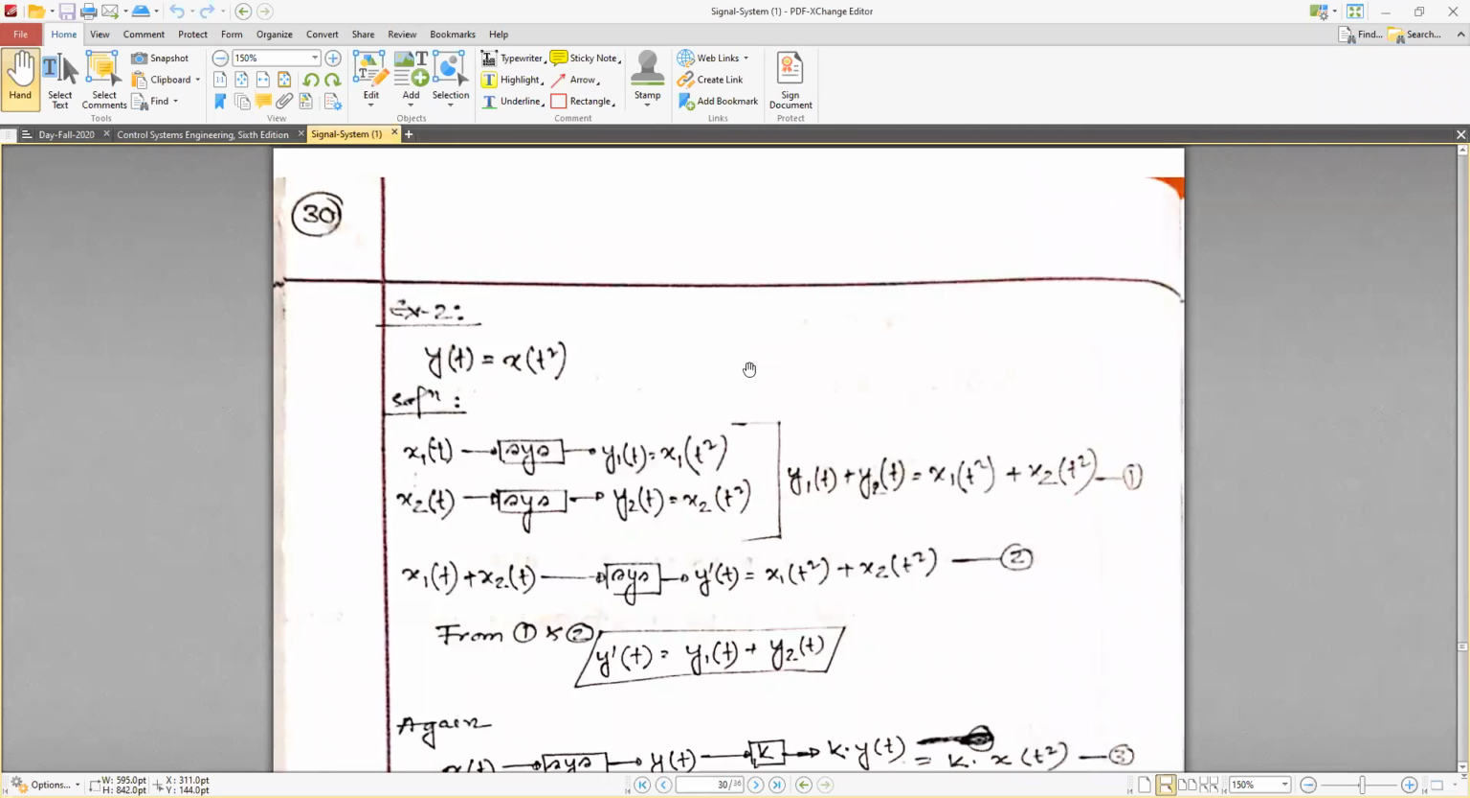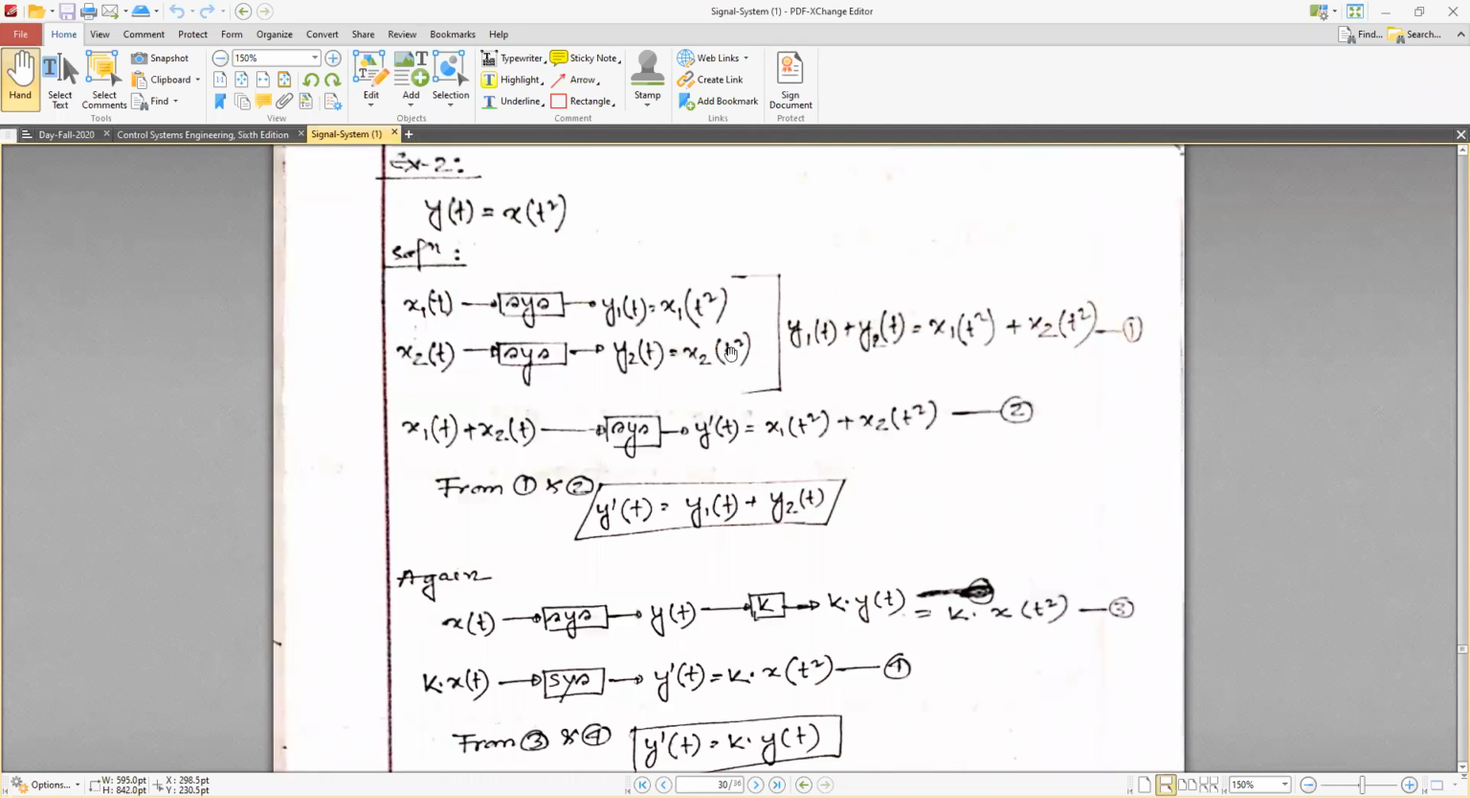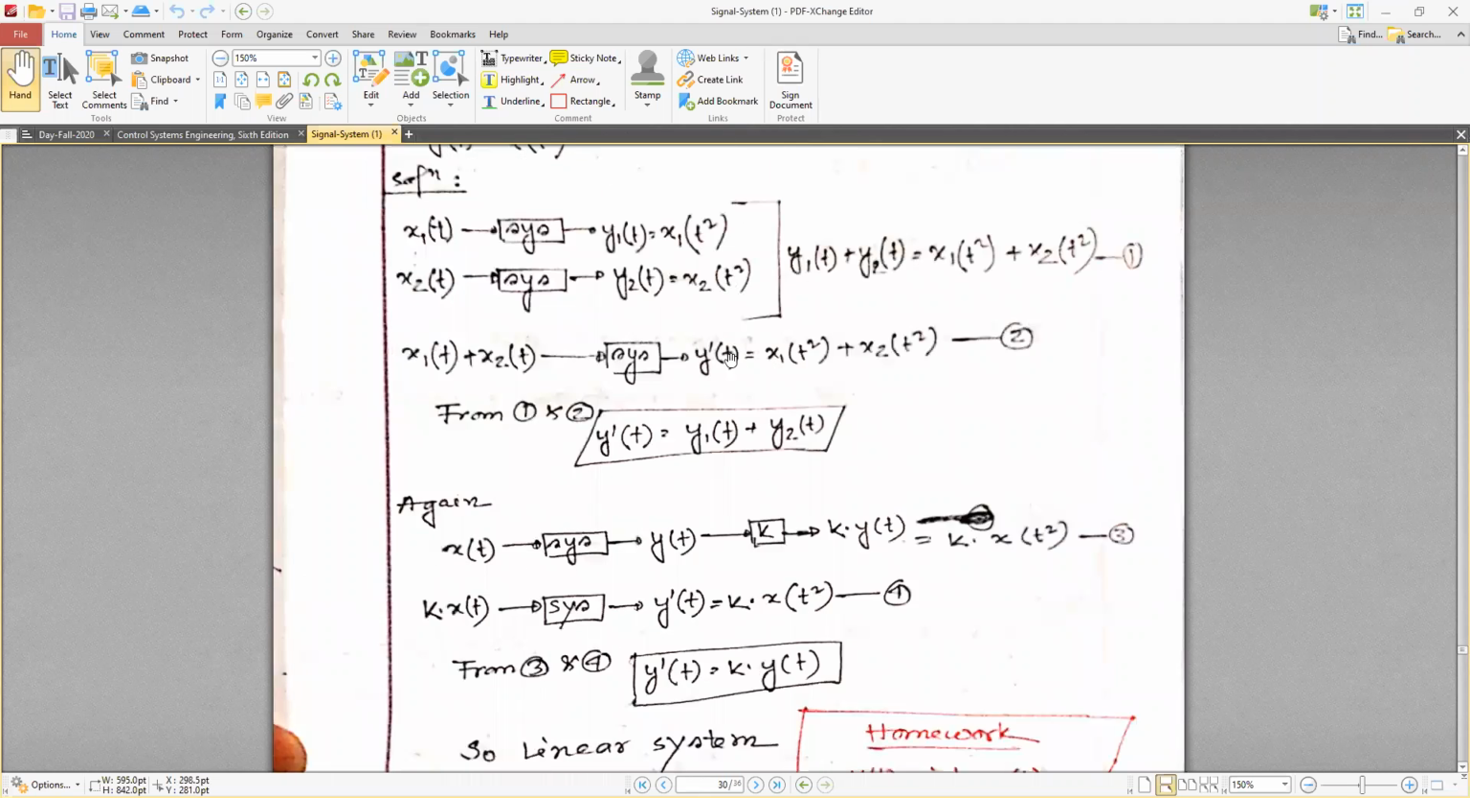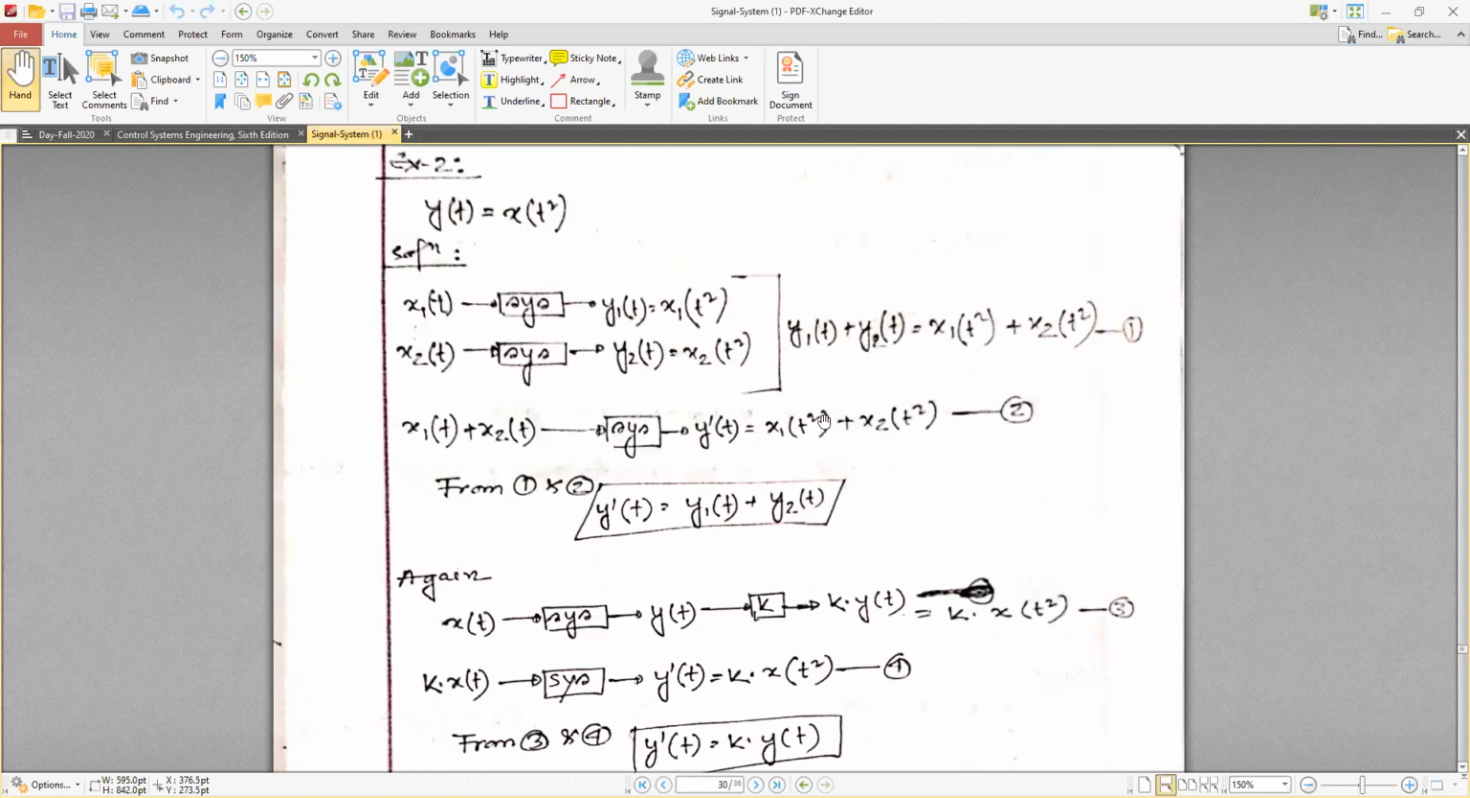Okay, another one. y(t) is equal to x of t square. It will also be a linear system. If you add, then you'll see it will also be a linear system. Okay, it will also be a linear system from 1 and 2.